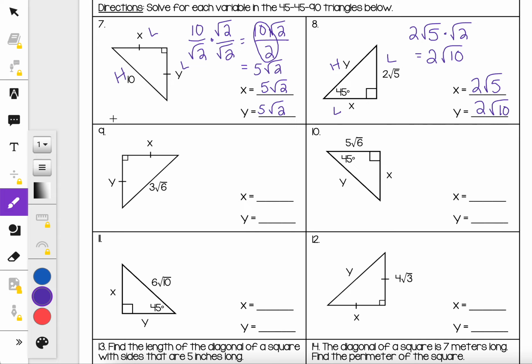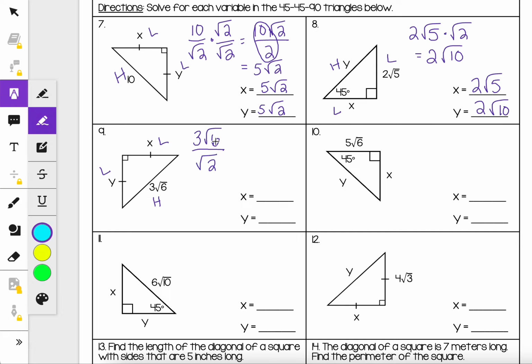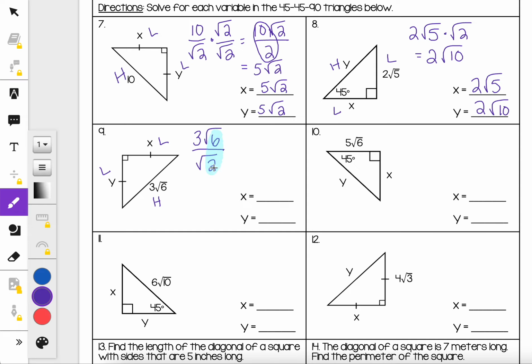Okay, number 9, I'm given a hypotenuse. I want to find my legs. So again, I divide by the square root of 2. Okay, now here I have these two numbers inside my radical. So those can be divided. 6 divided by 2 is 3. So this is going to simplify to 3 times the square root of 3.